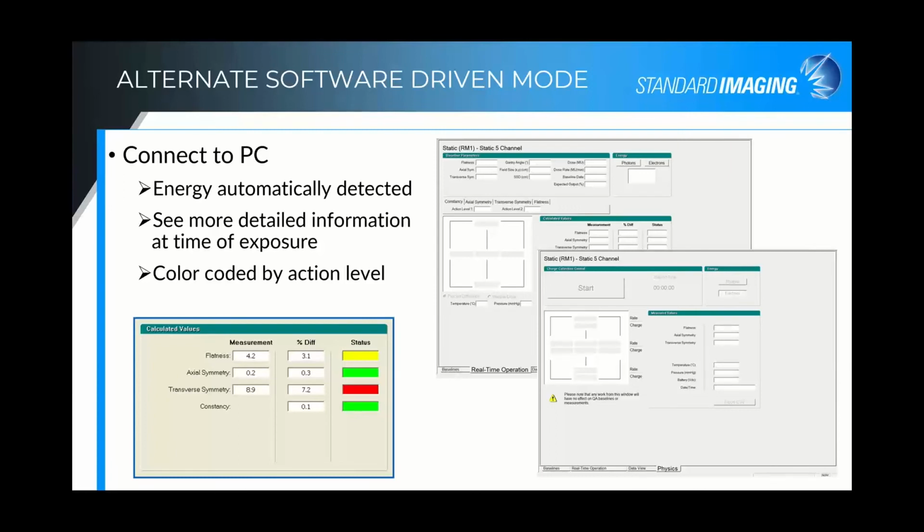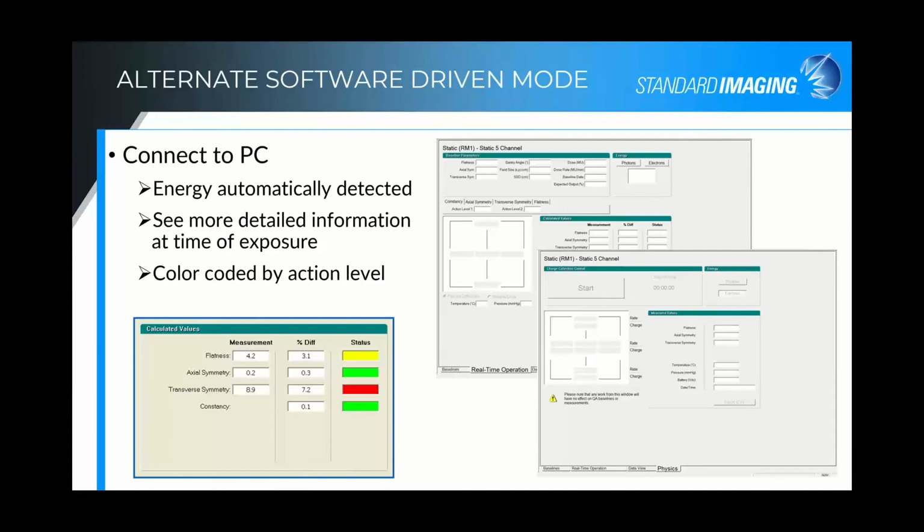So we've got what we call a real-time operation, which gives you real-time readouts of those 5 chambers in the cross pattern. The other 3 chambers are utilized for the energy detection. We also have pass, fail, and caution color-coded results, as you see in the little box on the lower left.